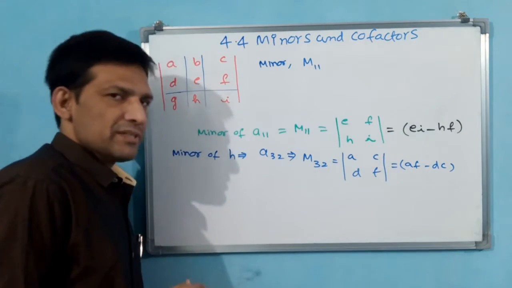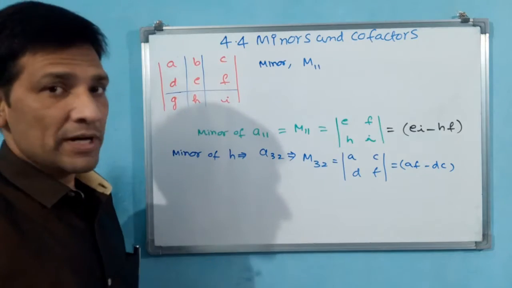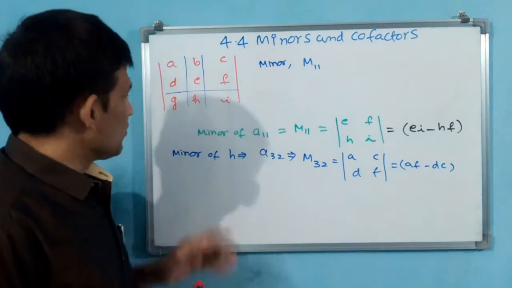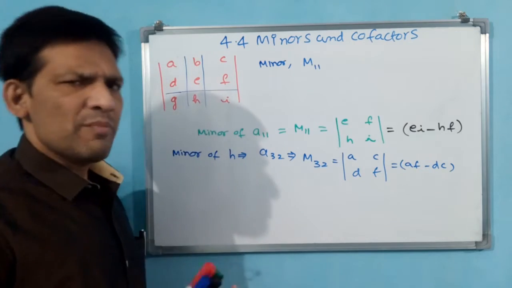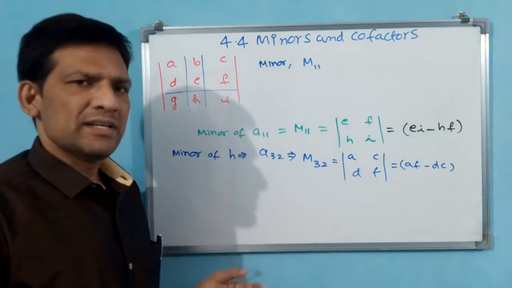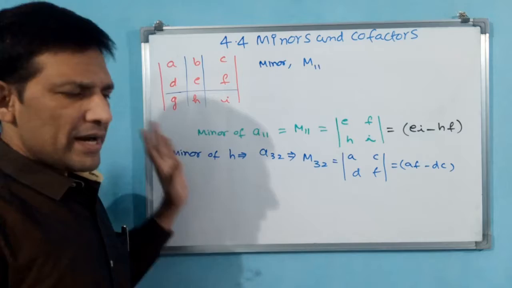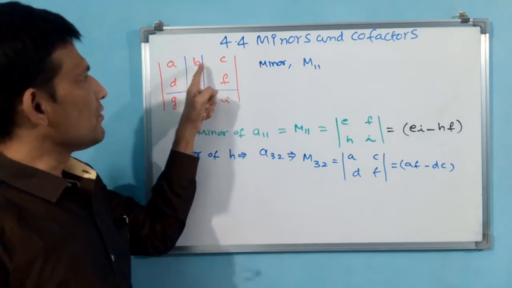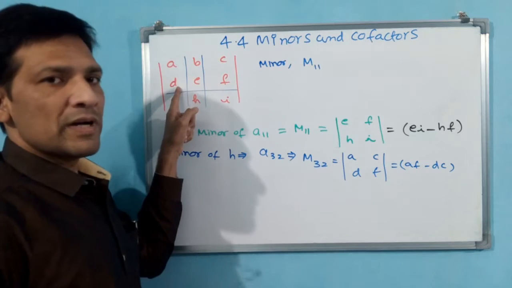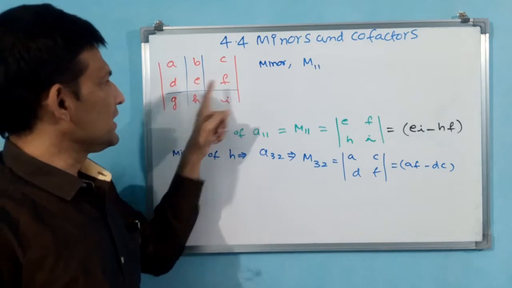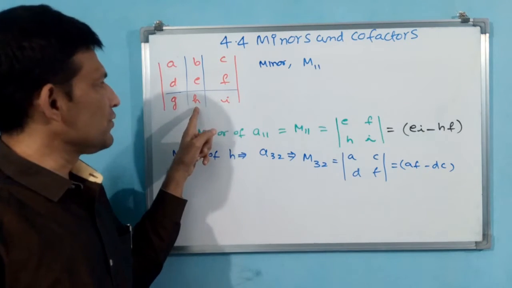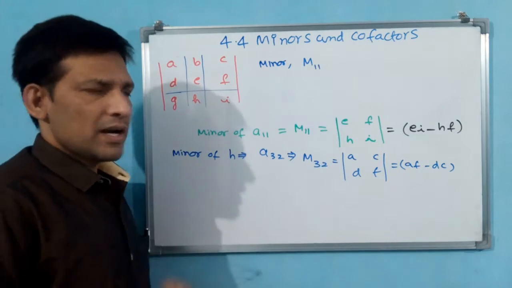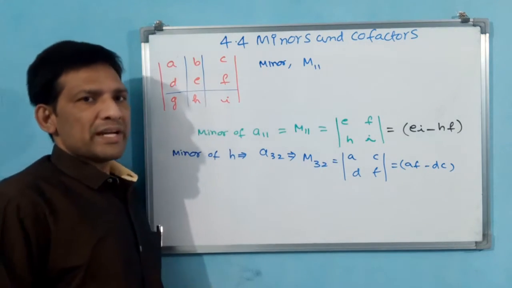AF minus CD. Now you understand what the minors are? Without naming them G, H, I or A, B, C, or A1 to A3, we can directly write down all the minors: M11, M12, M13, M21, M22, M23, M31, M32, M33. Like that we can write all the minors. Now we know how to write minors.